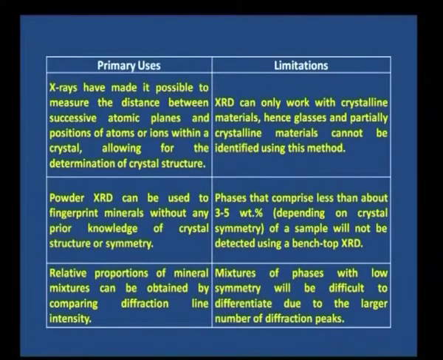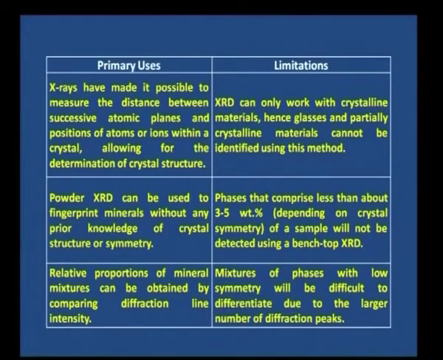The line intensity law remains what? If the amount of atoms present of that particular species is large, that is the reason why a particular intensity is very high. If the amount of the material present is lesser, the intensity is also lesser. Mixtures of phases with low symmetry will be difficult to differentiate due to the larger number of diffraction peaks. These are some of the limitations.